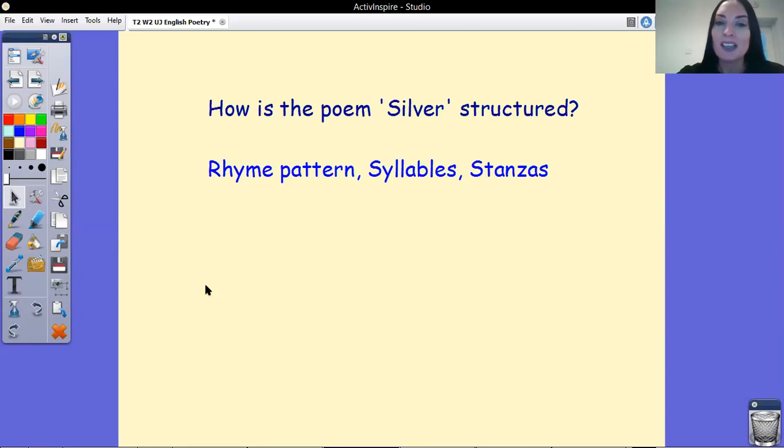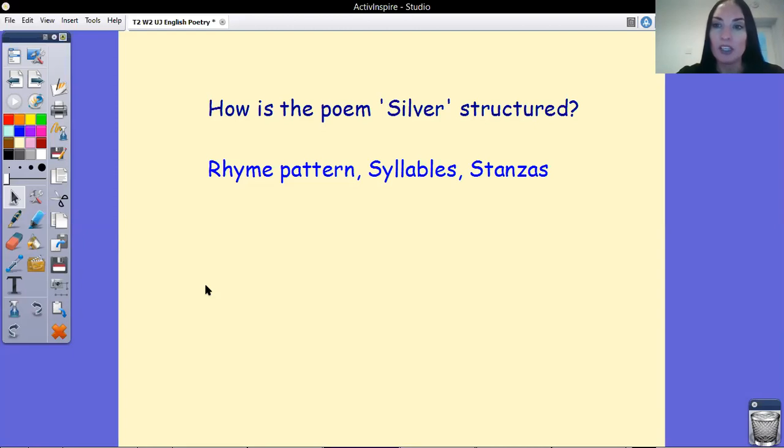Now syllables, remember that is the beat of a word. For example, the word silver has 2 syllables, because you'd say sil-ver, so that's 2 syllables. So in a poem, think about how many syllables are on each line. And stanzas, remember we also talk about verses. It's the same as a verse. If you think back to when we did World War I poetry, some of those poems were presented with verses that repeated or verses that had 4 lines, or sometimes poems just continue. It's like one big verse or stanza.